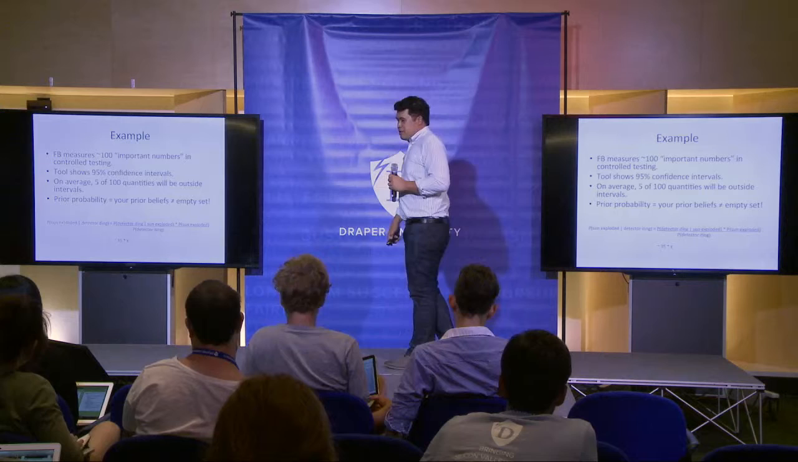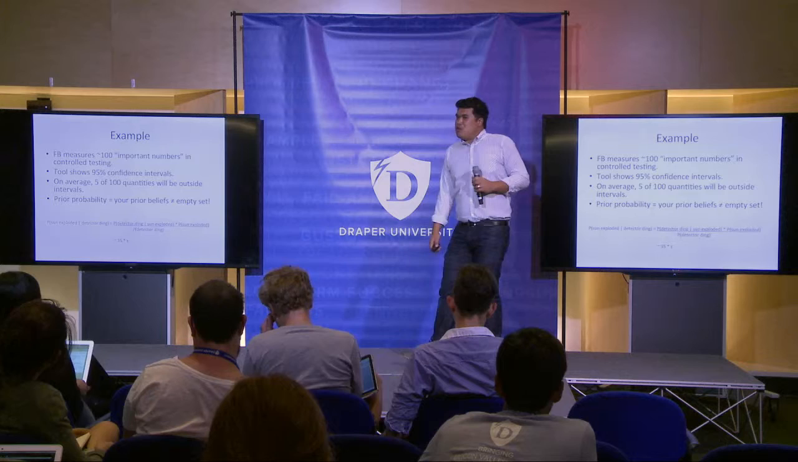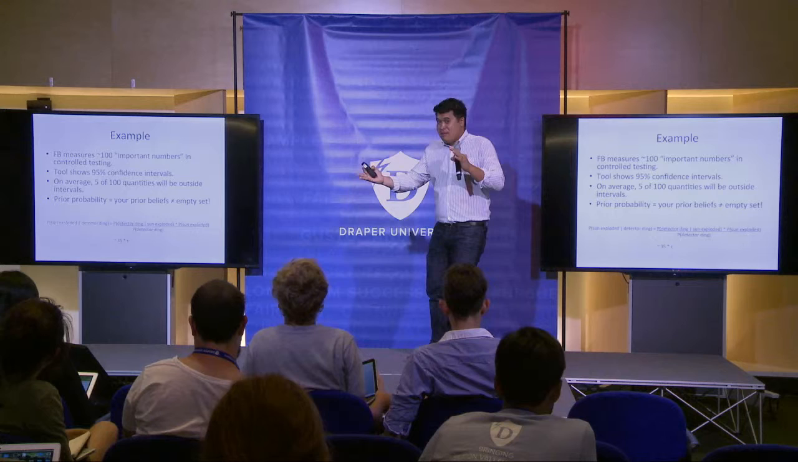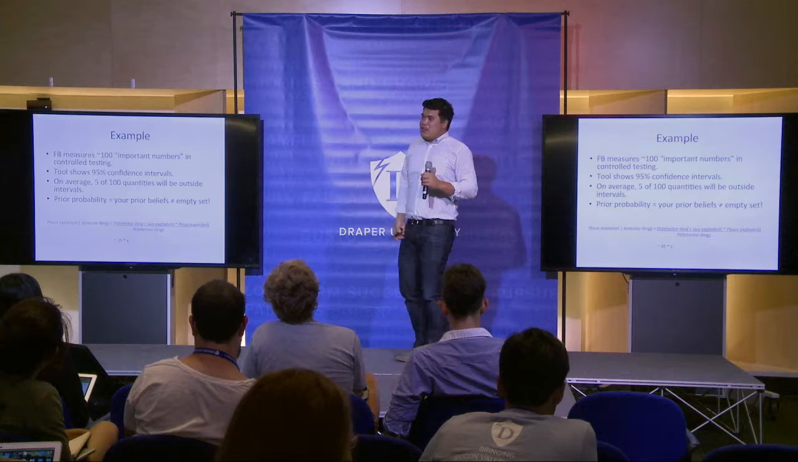Okay, so for example, for Facebook, they measure like 100 important numbers or so when they do testing. They test a feature, they're measuring a ton of stuff, and they all have 95% confidence intervals. But if you have 95% confidence intervals, like 5 of those 100 are going to be right outside of the confidence intervals. So does that mean that you stop working? You're like, oh, well, this feature didn't work. 5 of these were outside of the confidence interval.